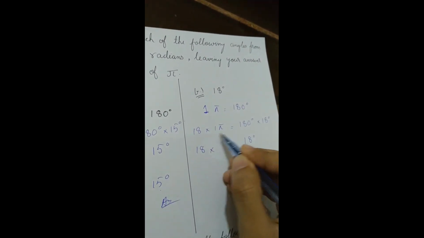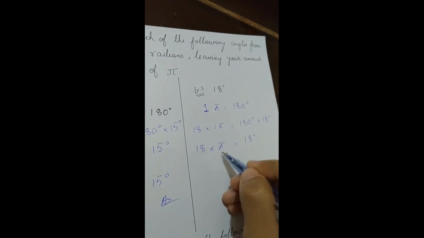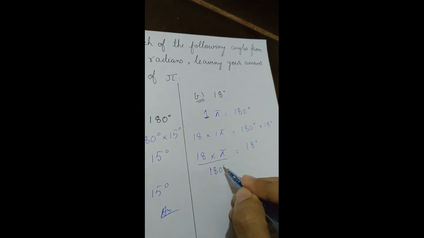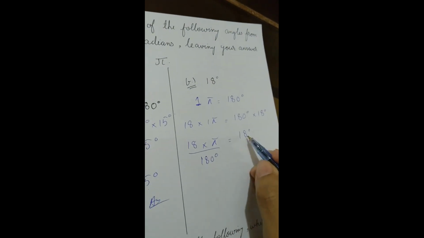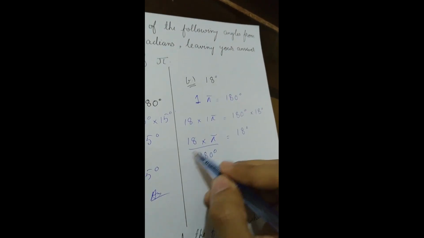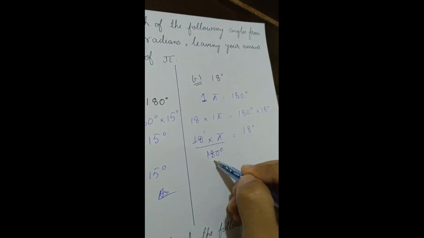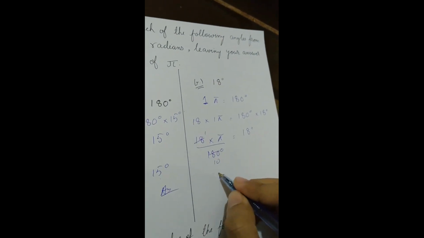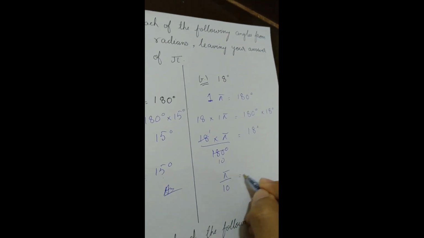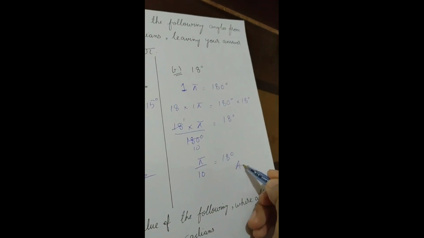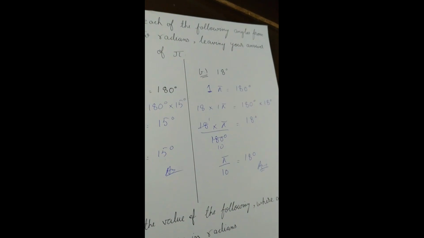So 18 multiplied by pi, as 1 pi is simply pi. Now here I will divide by 180 degrees. 18 degrees equals, you can see I can simplify this fraction: 18 times 10 is 180, so pi by 10 equals 18 degrees. This is our answer here. Simple. Now let's move on to question number 4.